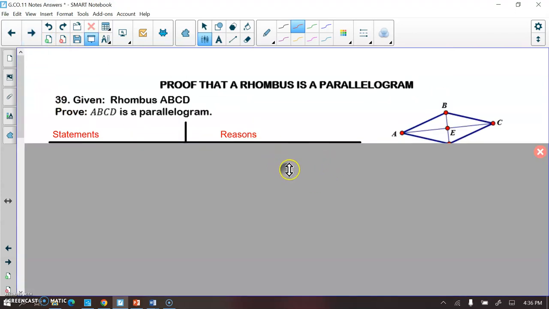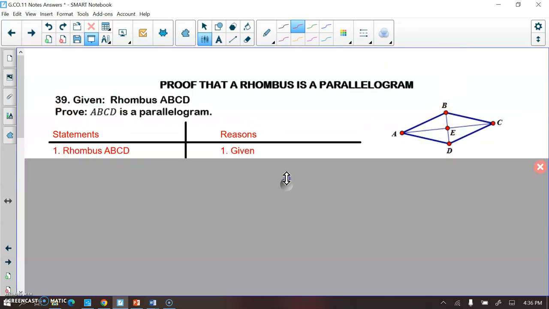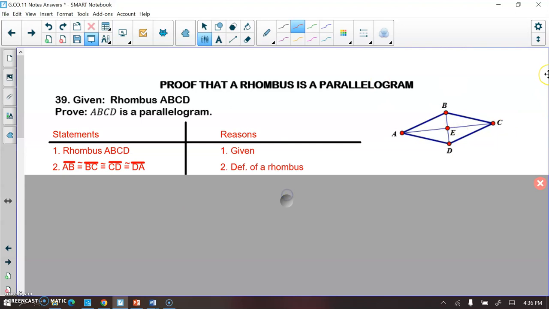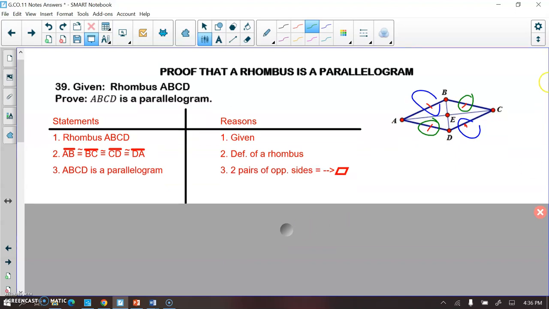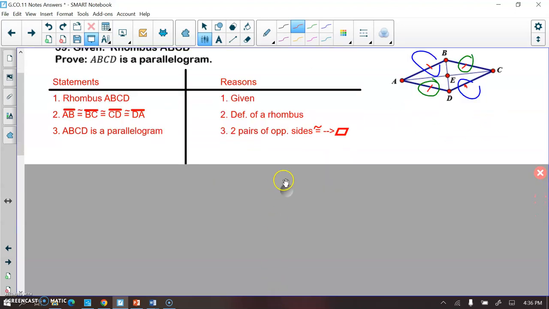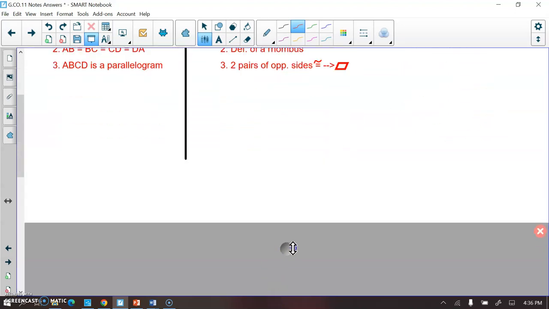We're proving that a rhombus is a parallelogram. So we're given rhombus ABCD. Knowing that it's a rhombus, we can say that all four sides are congruent to each other, which means that I have one pair of opposite sides congruent here, and I have another pair of opposite sides congruent here. So I have two pairs of opposite sides congruent, which means that it is a parallelogram. All right, and then moving on to our last proof in this video.